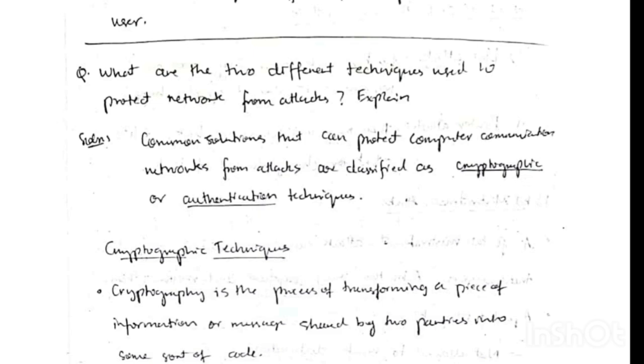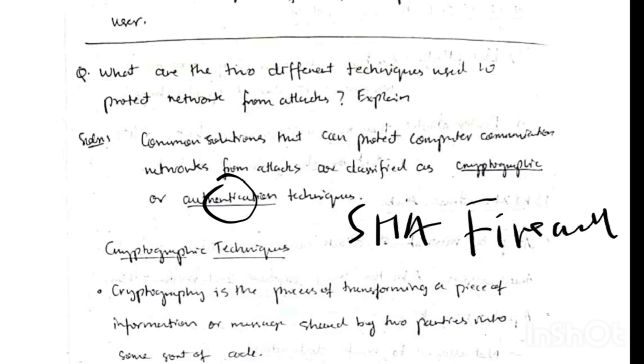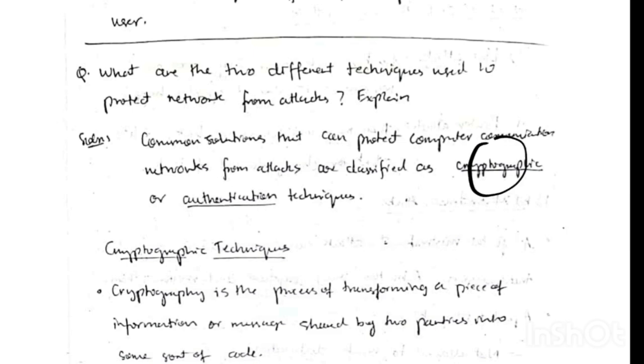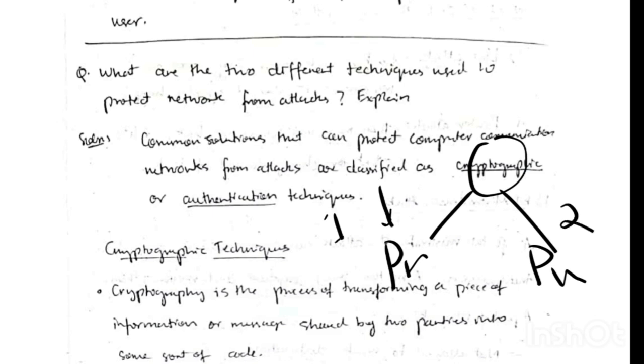The authentication techniques have the SHA algorithm, and after that we have firewalls. These two come under authentication techniques, and cryptographic techniques has two categories. First is the private key, which means a single key, and second is the public key, which means using two keys. The private key is much cheaper and easier to install, but it is more vulnerable to attacks. Public keys are more secure, but costlier, and take more time because we have to calculate more mathematical functions.